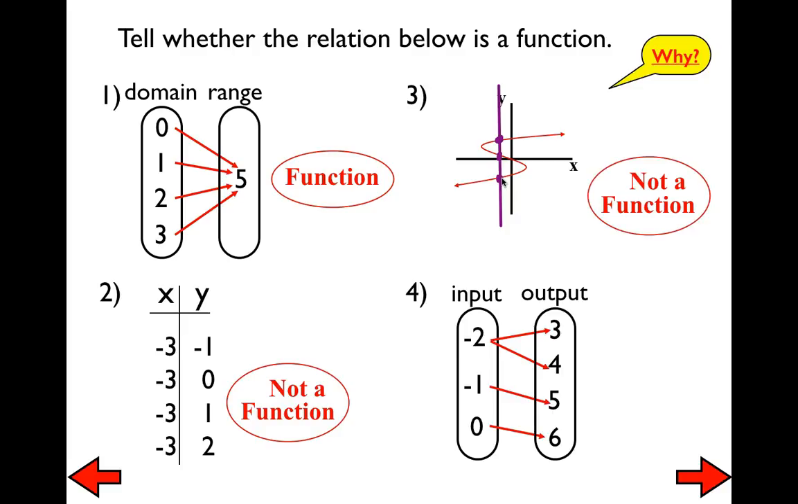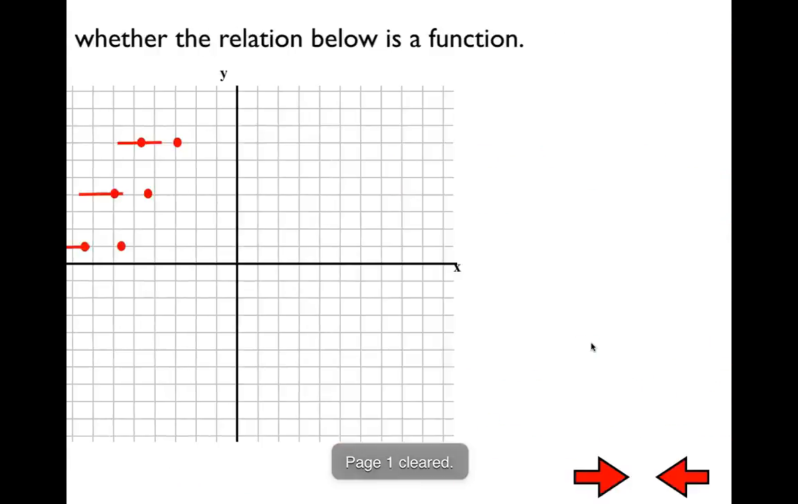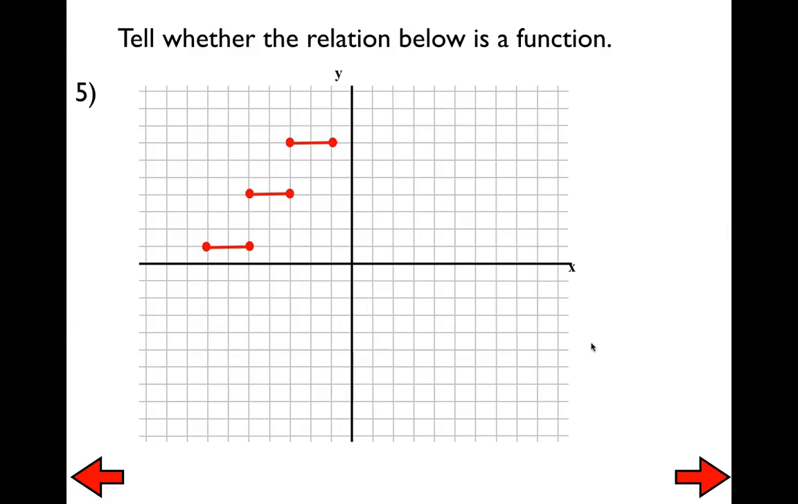So what about number 4? Is this a function? The answer is no, because here, input of -2 would give you a 3, but it would also give you a 4. So that is not a function. Okay, so let's take a look at this graph. Is this a function? The answer is no, because if you draw a vertical line, you'll see that it touches twice. So it's not a function.